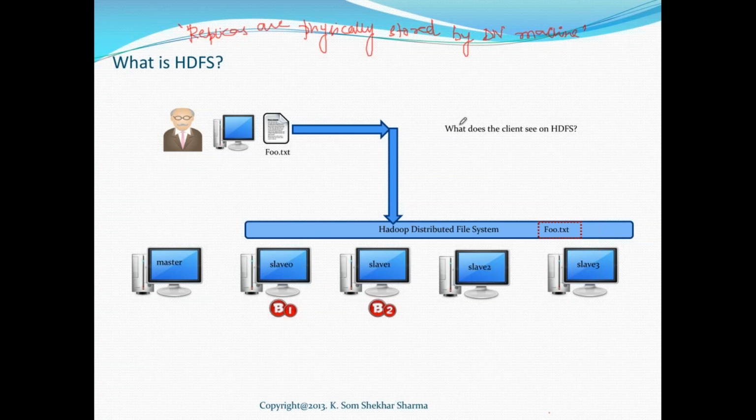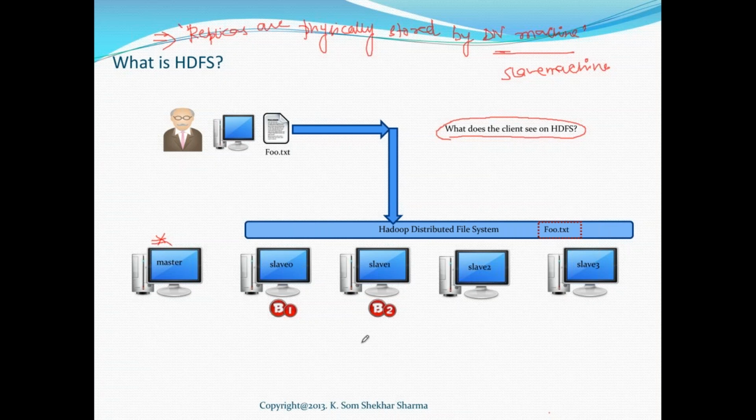Now, here my question is, what does the client see on the HDFS? As you have just now explained, a file gets broken, replicated, and distributed across several machines, and the replicas are physically stored by the data nodes on machines. Data nodes are also referred to as the slave machines. And please understand that the replicas are not stored by the master machine or the name node machine. What does the client see on the HDFS when he puts his file?